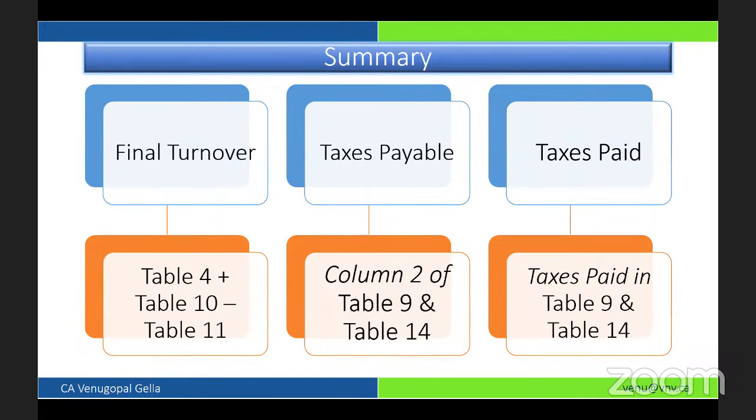So what is your turnover which you have disclosed, which will match with your taxable turnover, is table 4 plus table 10 minus table 11. This is your net taxable turnover, which you are saying is payable for the financial year 22-23. And this is on what you are liable to tax and what you have paid.